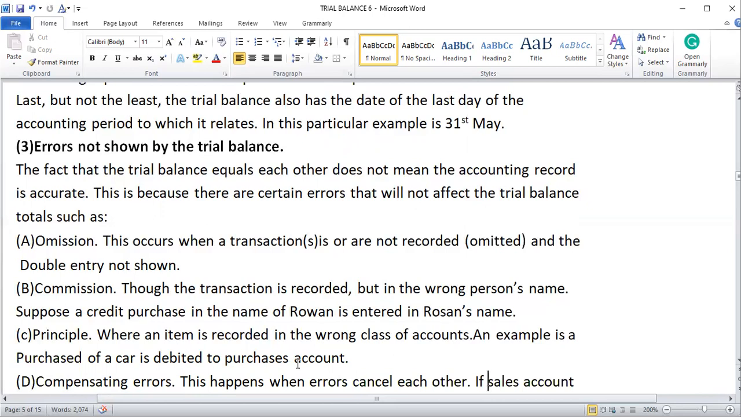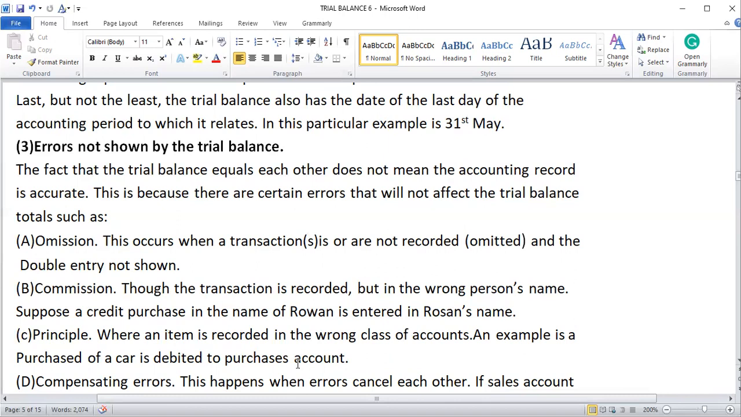A purchase of a car, if it's by cash, the correct entry is that the cash account should be credited, and the car account should be debited, because the purchase of a car is an asset. If car is not what the business deals in, then if they purchase a car, it's an asset. The corresponding entry should go to the car account. But if it has been debited to the purchases account, it is wrong, but the trial balance will still balance. Let me go over.